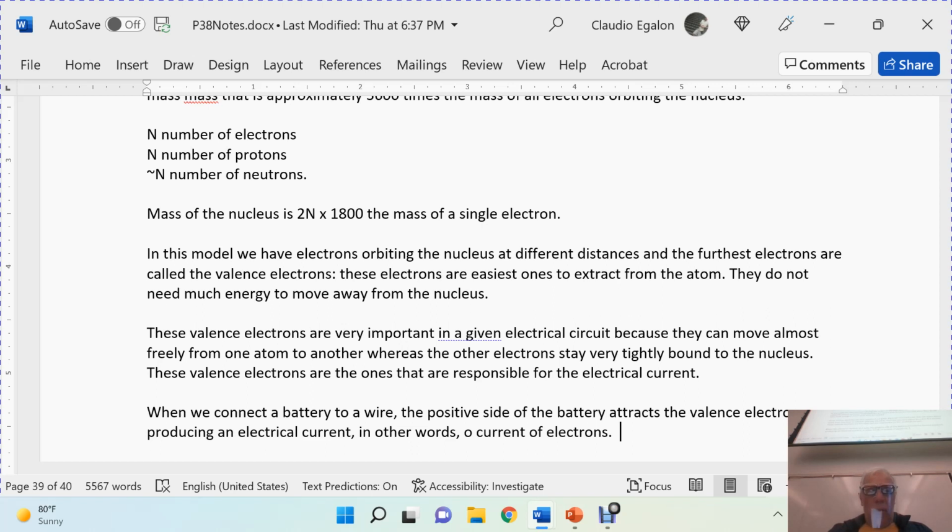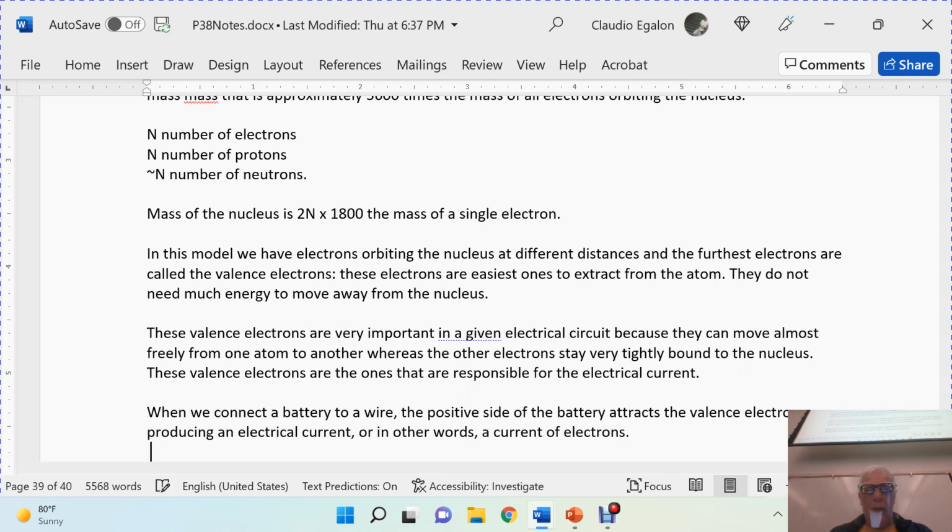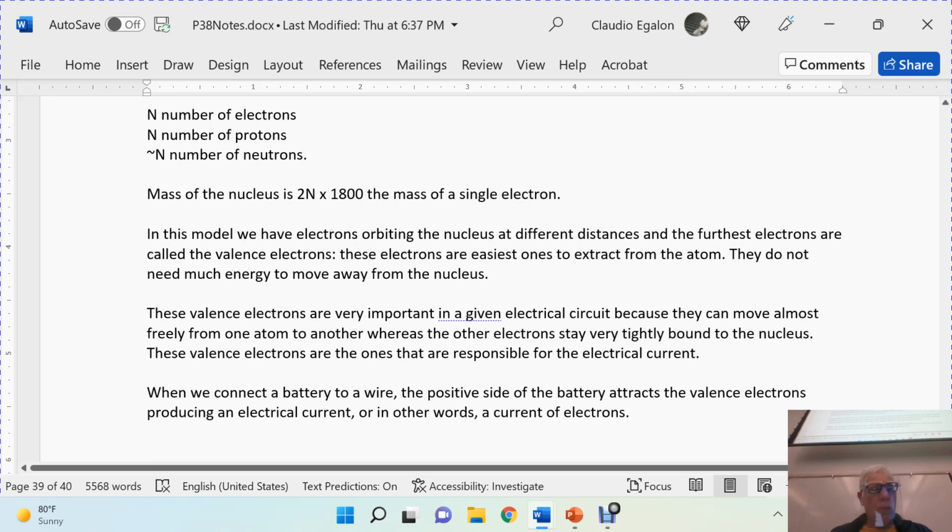So when you connect, the positive side of the battery attracts the valence electrons, producing an electrical current. In other words, a current of electrons.